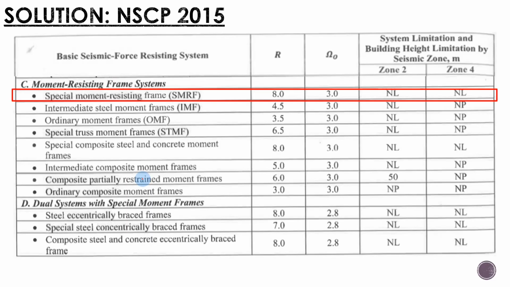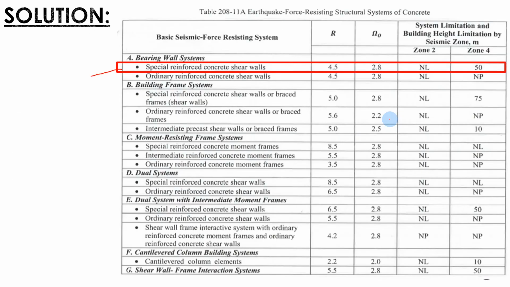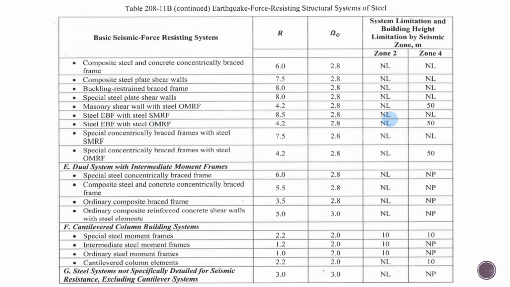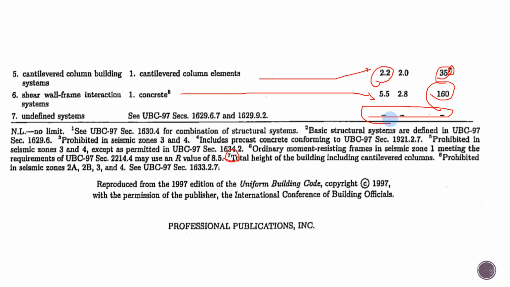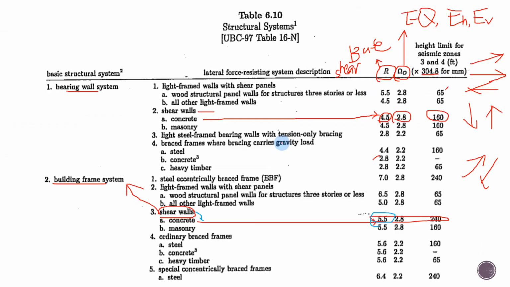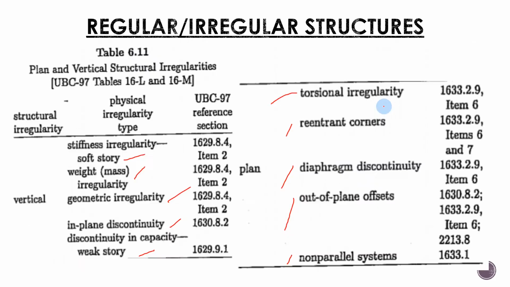Okay, 4.5 then monitor sa SMRF sa NSCP. Then sa UBC 8.5, katong special steel moment resisting frame. Balik nato guys itong sa UBC. Okay. Mura same na lagi sa bearing guys katong 4.5. Okay, sa bearing wall system.